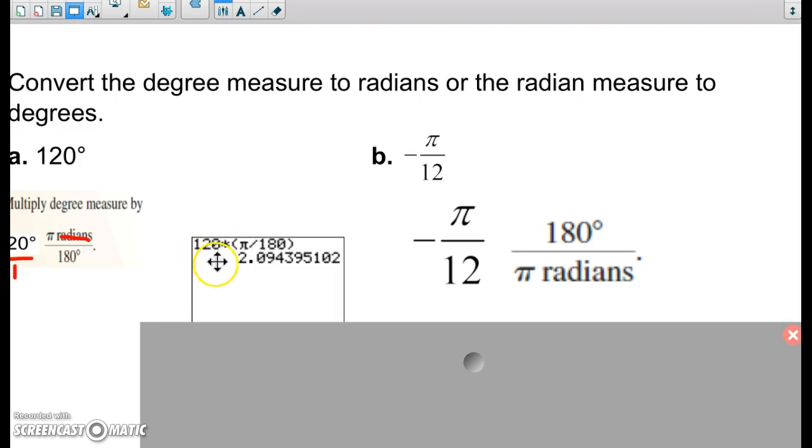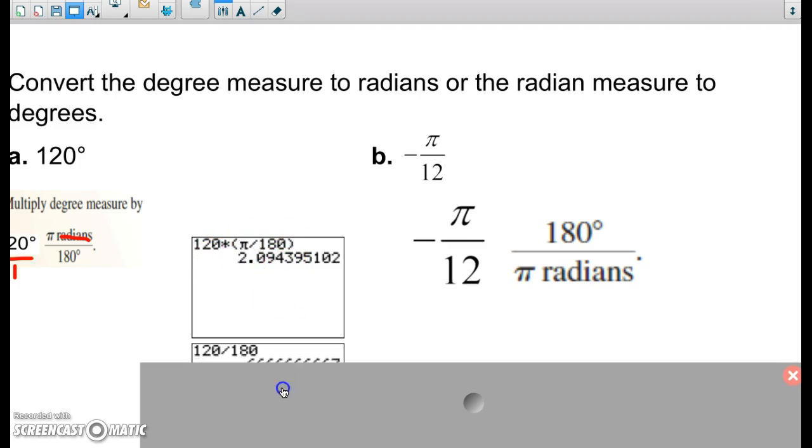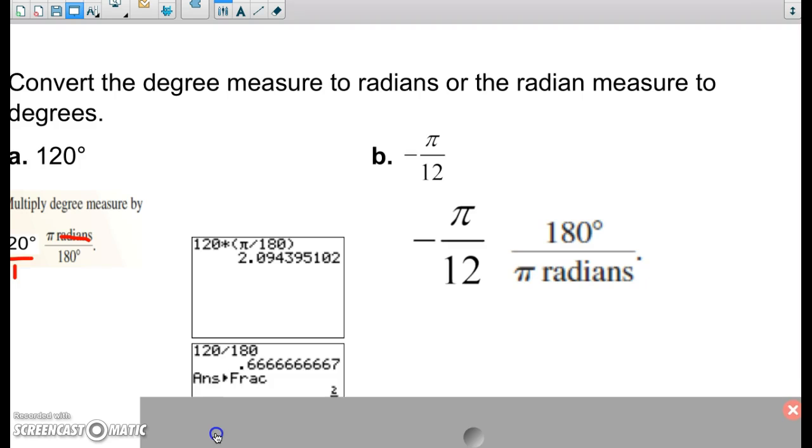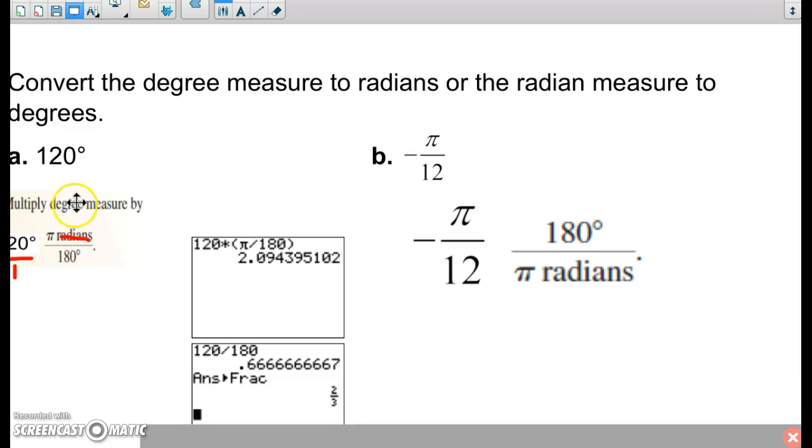On my calculator, I could do 120 times pi over 180, and I get a number like this, but we don't usually like to write it that way. We usually like to write it as a fraction. So I'm going to do it this way. I'm going to take 120 divided by 180 and convert it to a fraction. I get 2/3, and then I'm going to multiply that by pi. So I'd like to say that 120 degrees is equal to 2/3 pi.